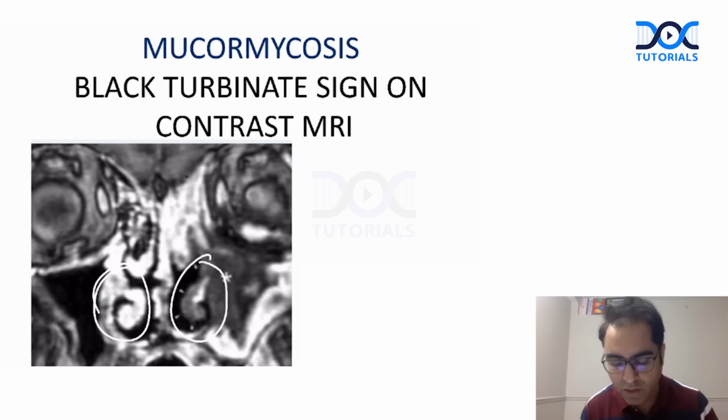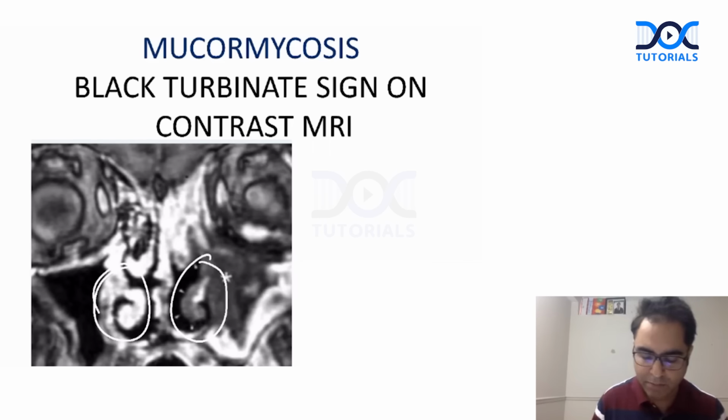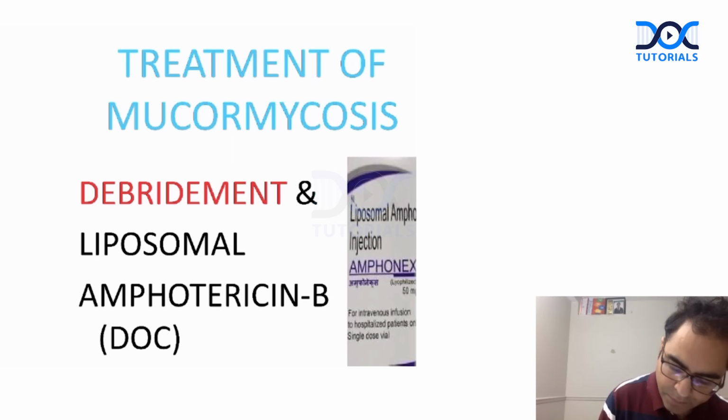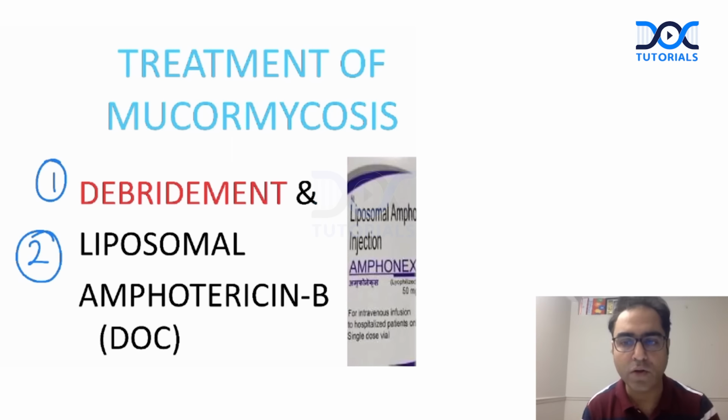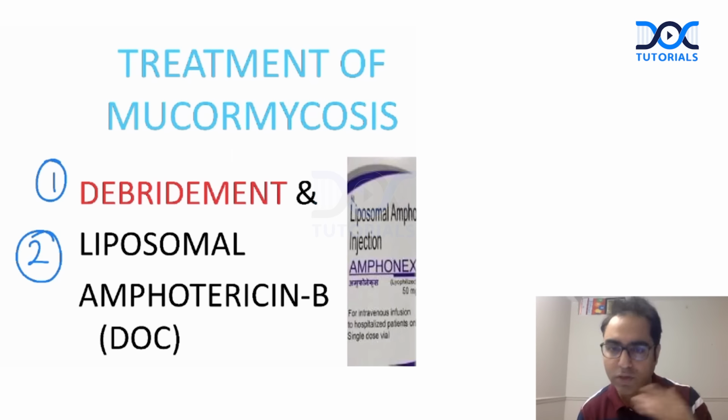What is the treatment plan? Number one is debridement. It's dead tissue over there. Ischemia, necrosis, dead tissue to be debrided first of all. And number two, drug of choice is liposomal amphotericin B. Liposomal amphotericin B is the drug of choice for this patient. Okay, don't forget debridement also. Both things should be done together. But yes, drug of choice is liposomal amphotericin B.